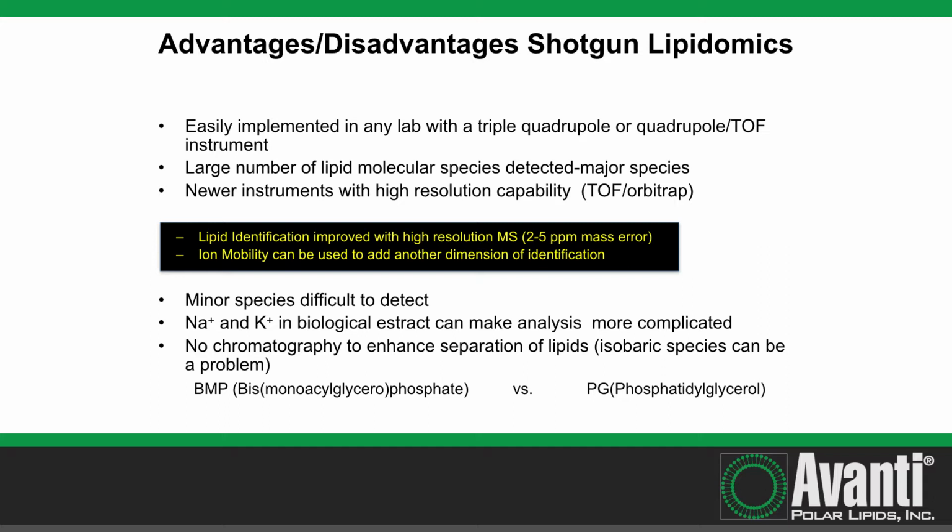So the disadvantages of the shotgun are the minor species can be very difficult to detect. If one is measuring, for example, all the lipids in plasma, you're only going to measure those which are present in micromolar to millimolar. You're not going to measure things which are in the picomolar concentration with that approach.